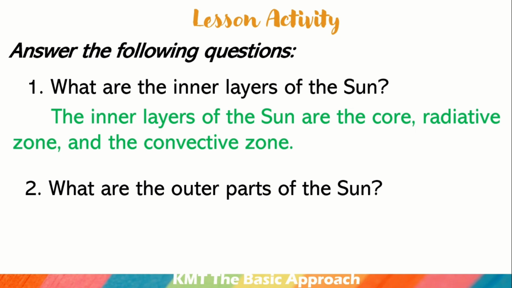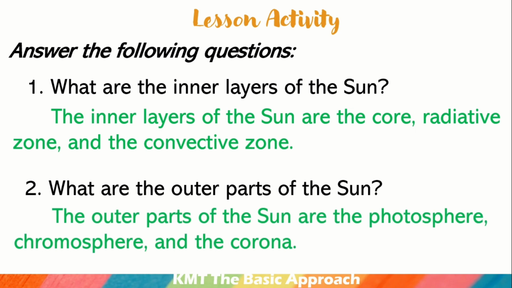Number 2. What are the outer parts of the sun? Good job! The outer parts of the sun are the photosphere, chromosphere, and the corona.